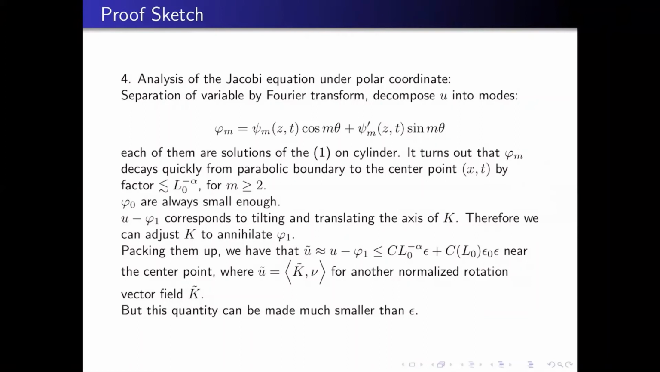So we will do the separation of variables by Fourier transform. We want to separate out the theta factor. So this equation would have the following modes, which are Pcm cosine m theta and Pcm tilde sine m theta. And Pcm and Pcm prime are just the equations, they are not depending on theta. Each of them are solutions of the Jacobi equation on the cylinder.